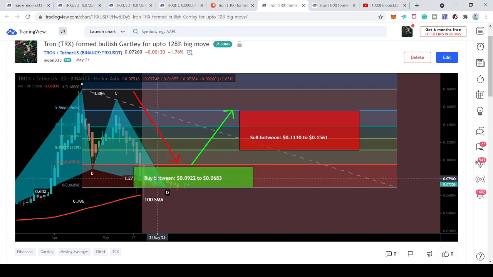However, if the price action hits the sell targets, which are defined as per the Fibonacci sequence of this Gartley, then we can earn the maximum profits. The maximum target for this selling range is 15.61 cents, and the minimum target is 11.10 cents. So this was the update so far.